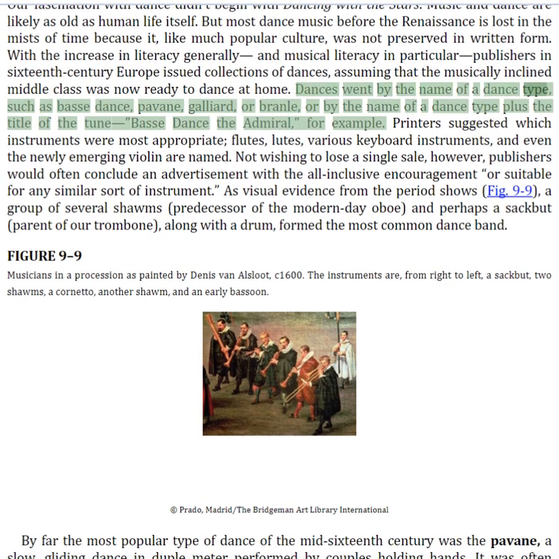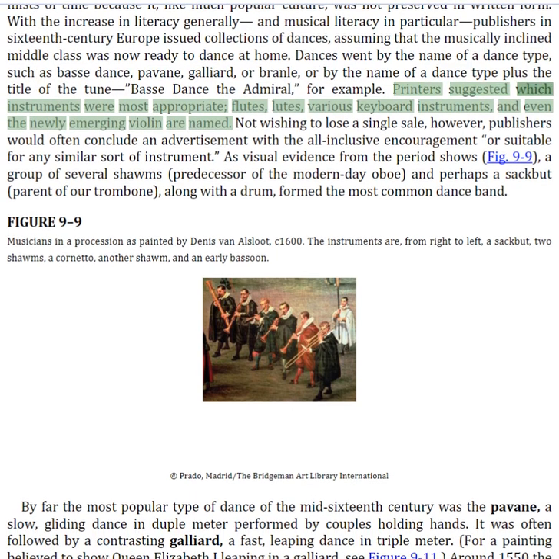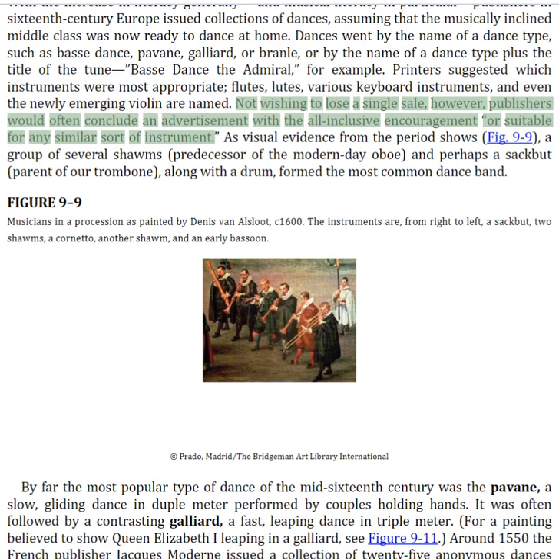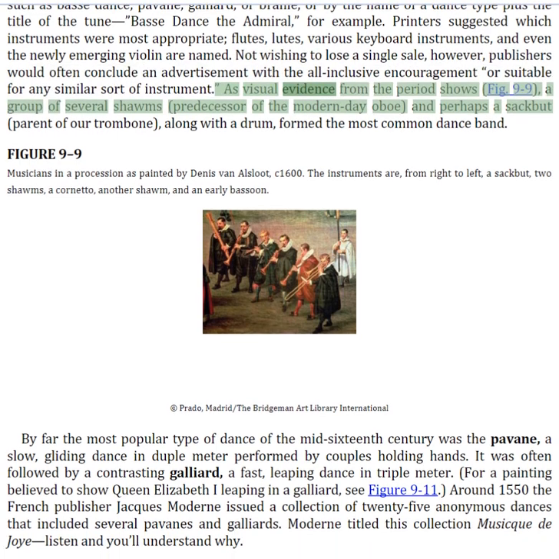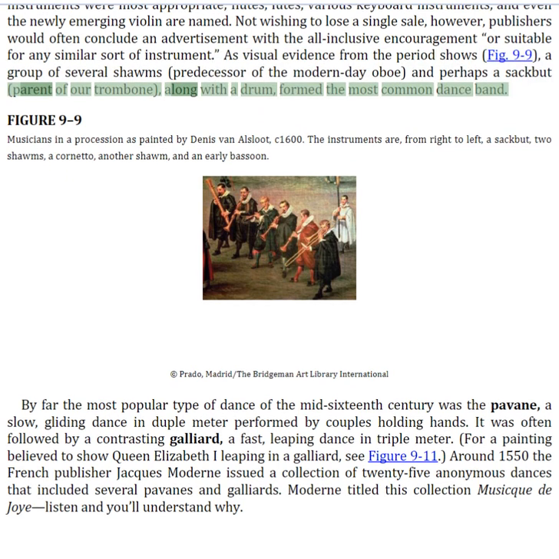Dances went by the name of a dance type, such as Bass Dance, Pavane, Galliard, or Brannel, or by the name of a dance type plus the title of the tune, Bass Dance the Admiral, for example. Printers suggested which instruments were most appropriate: flutes, lutes, various keyboard instruments, and even the newly emerging violin are named. Not wishing to lose a single sale, however, publishers would often conclude an advertisement with the all-inclusive encouragement, "or suitable for any similar sort of instrument." As visual evidence from the period shows, a group of several shawms and perhaps a sackbut, along with a drum, formed the most common dance band.